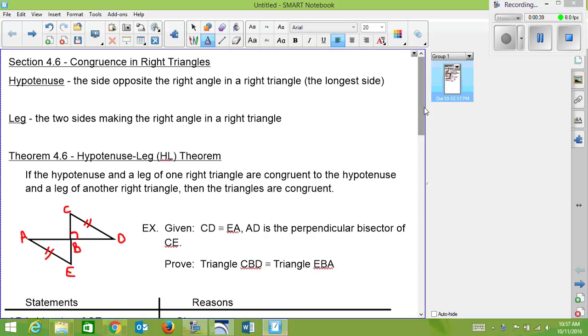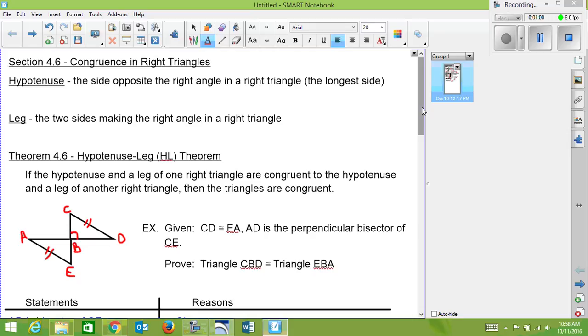Theorem 4.6 is the hypotenuse leg theorem. If the hypotenuse and a leg of one right triangle are congruent to the hypotenuse and a leg of another triangle, then the triangles are congruent. So basically you're saying that two sides are congruent, and therefore the third side would have to be congruent.